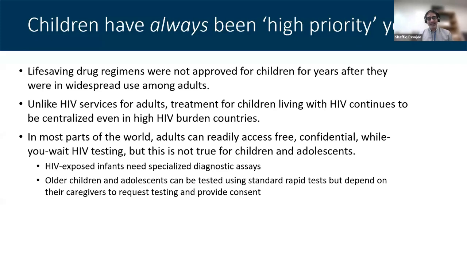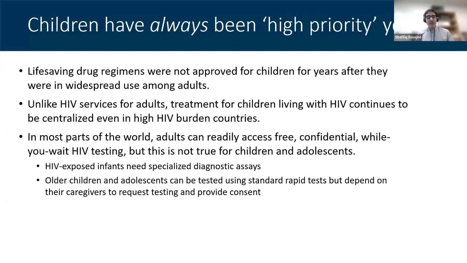And yet, despite it being a high priority, it remains true to say that the life-saving drugs that we needed for children were not approved for years, sometimes decades, after they were in widespread use in adults. The service delivery innovations that have enabled us to achieve, in some countries, 95% coverage of antiretroviral treatment in adults as well as in pregnant women have not been realized for children. Pediatric treatment remains fairly centralized, even in the high burden HIV countries.